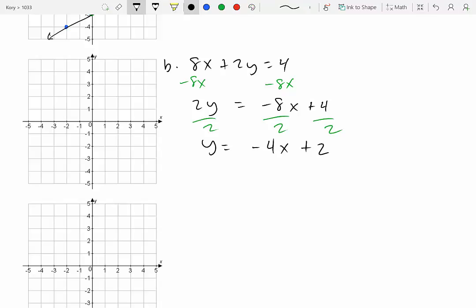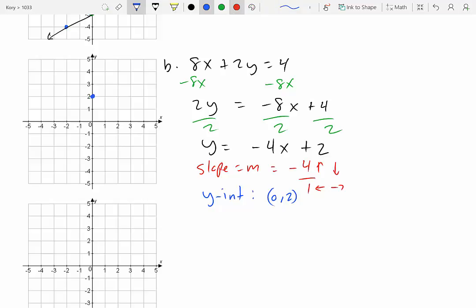Now we can go and identify our slope and y-intercept. So our slope, which is our m, is negative 4. What's underneath every single whole number? A 1. So I can go up and left, or down and right. Now our y-intercept, which is our start, is 0, 2. So we go ahead and go to 0, 2.